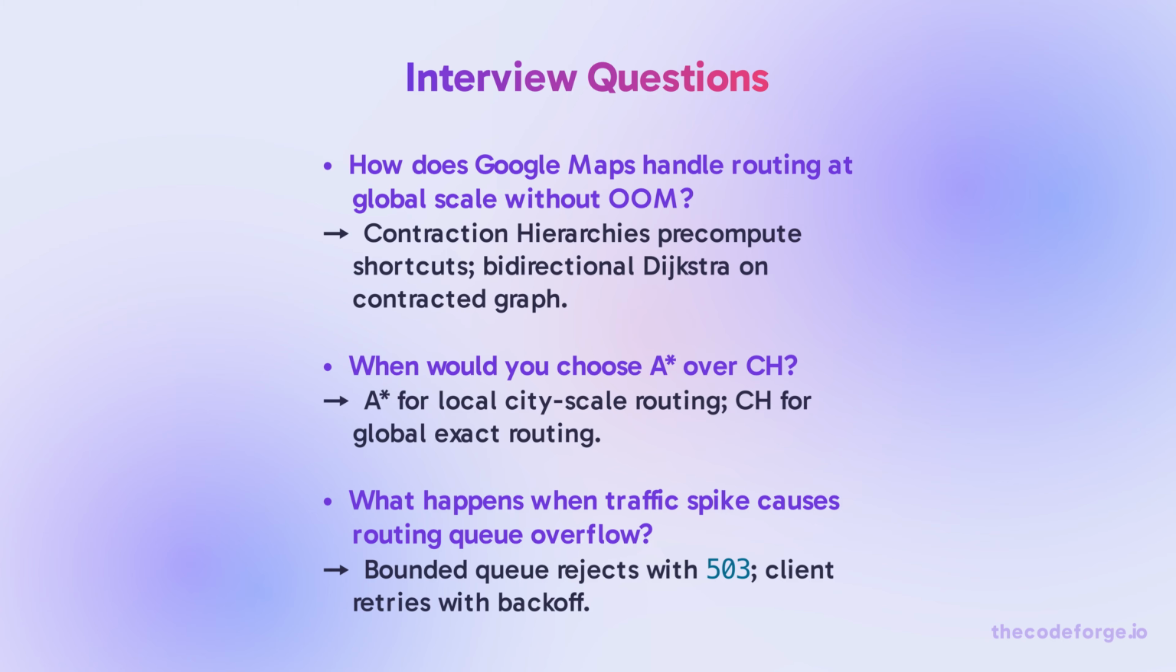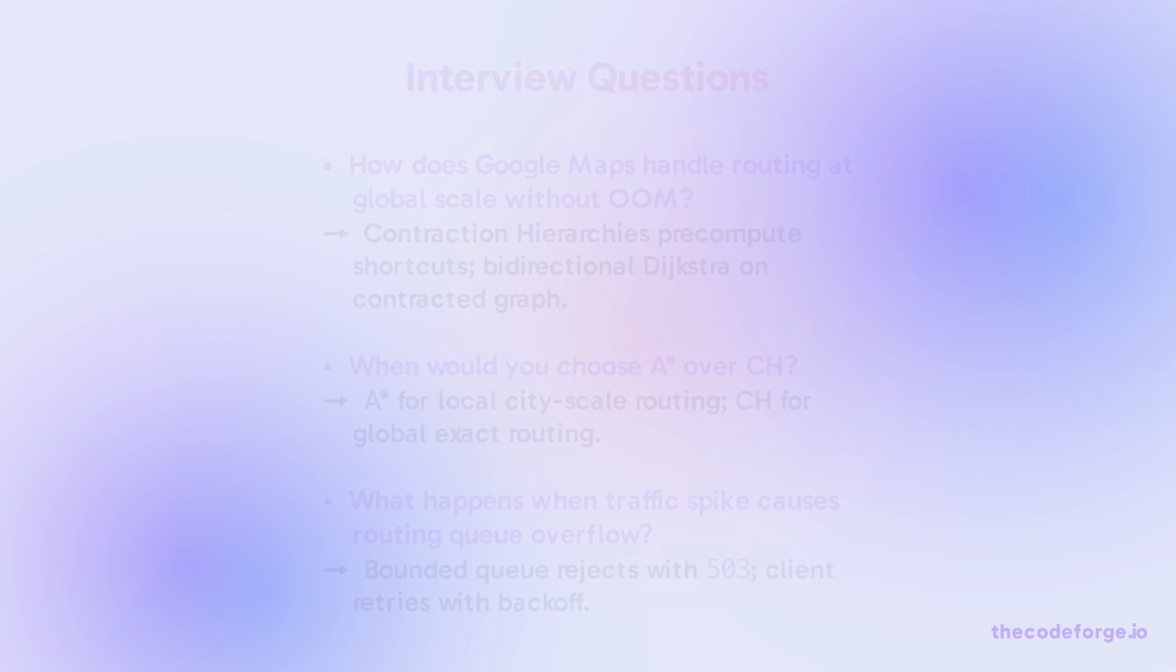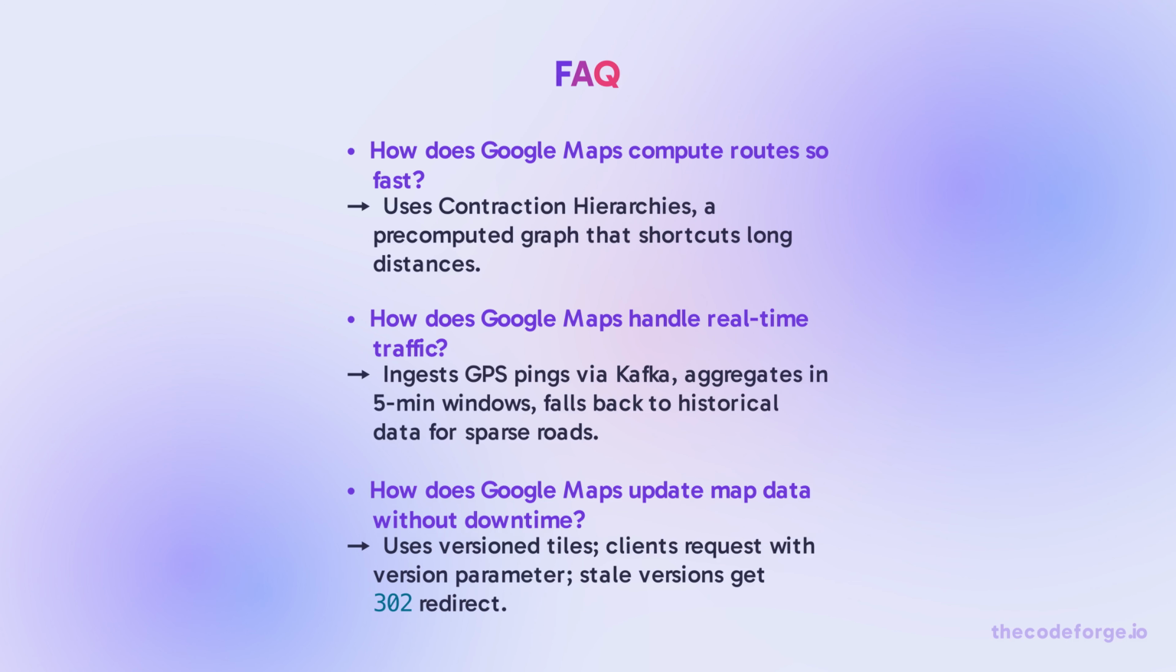What happens when traffic spike causes routing queue overflow? Bounded queue rejects with 503, client retries with backoff. And a few frequently asked questions.